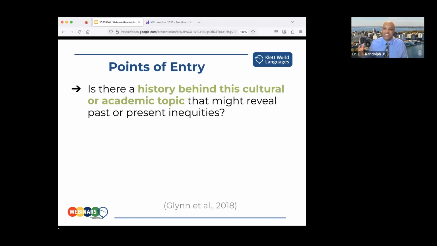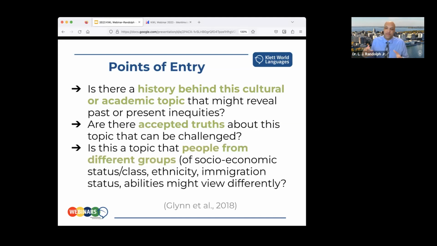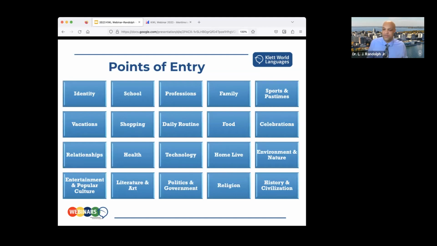Is there a history behind this cultural or academic topic that might reveal past or present inequities? Are there accepted truths about this topic that can be challenged? And is this a topic that people from different groups have viewed differently throughout history? This is important because it allows us to start with what we already have. When we think about points of entry from these critical questions, we can look at topics that are typically taught in lower level language classes. I went through a few textbooks and identified some of the common themes for level 1 and level 2, the novice to novice high, intermediate low level.